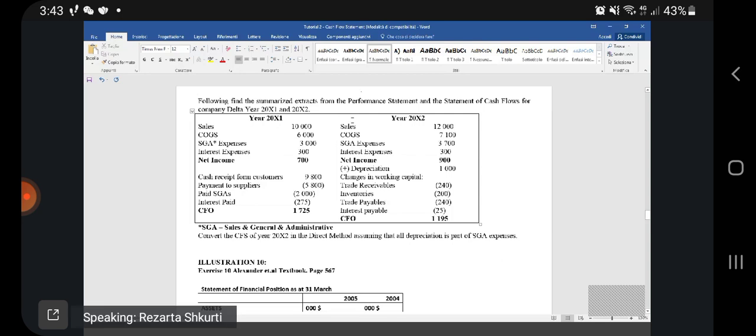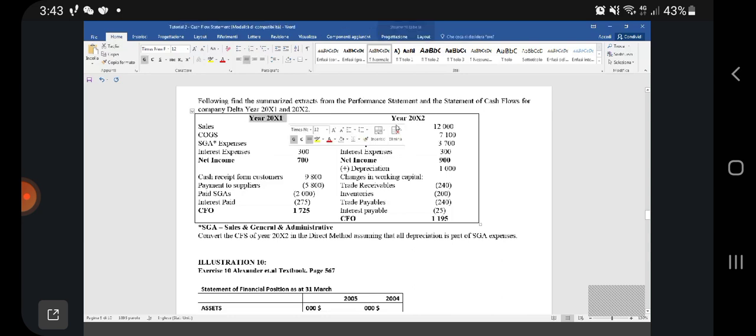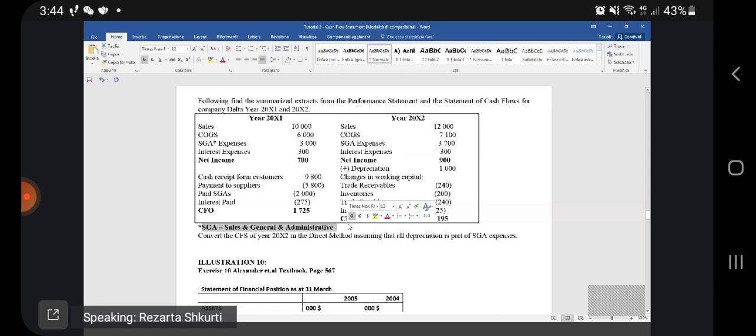What we basically have is the performance statement and the statement of cash flows for year 1 and year 2. Now for year 1, you can see that the upper part represents the income statement, very summarized, with very few items. It's not a very long one, and that's good. The income statement only has the items of sales, cost of goods sold, selling and general administrative expenditure, interest expenses, and then we have the net income.